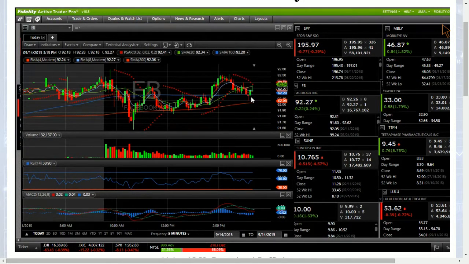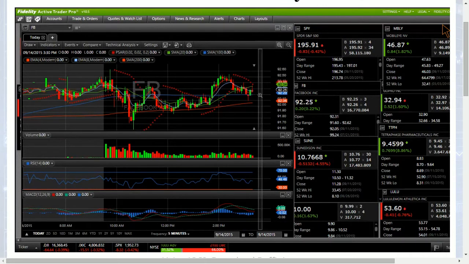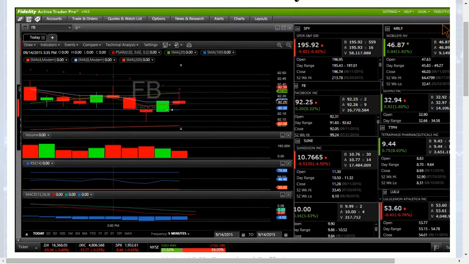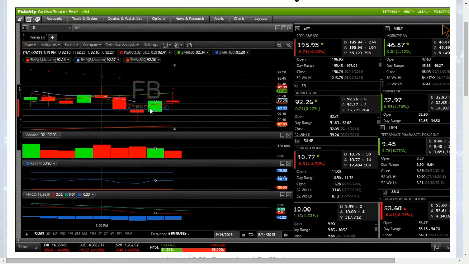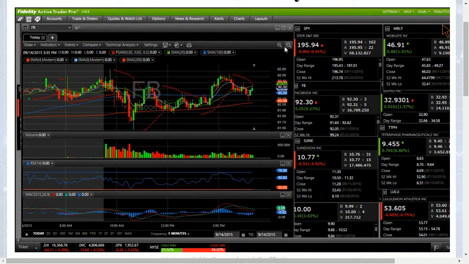Facebook bounced off 100-period moving average support and was rejected from 20-period moving average resistance. So we'll see a battle there. Here's the lower wick holding 100-period moving average support of 92.20 and then the resistance of 92.34. After 92.34, we're looking at 92.40.